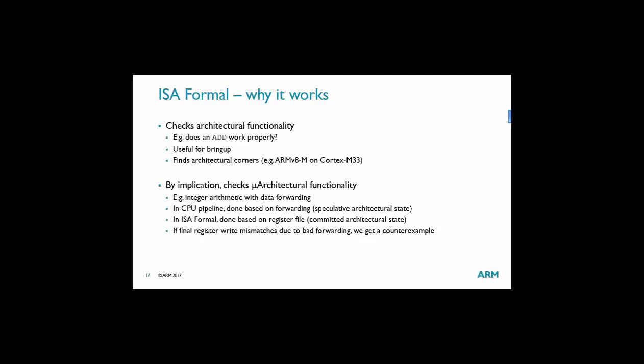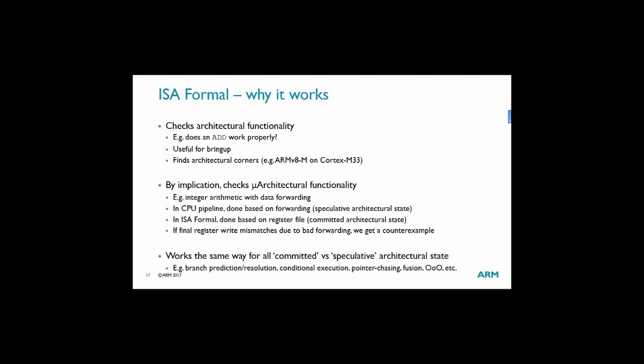we get a counterexample. That covers any cases where the forwarding has gone wrong to the final instruction in the sequence. So when we're checking an add instruction, we're not just checking the add, we're checking all instructions executing before the add, forwarding into the add, and creating a different result between the speculative architectural state and the committed architectural state. It works the same way for all architectural state, not just the register file. So branch prediction, conditional execution, anything works this way: if the speculative view goes wrong inside the processor, you get a counterexample, you find the bug.